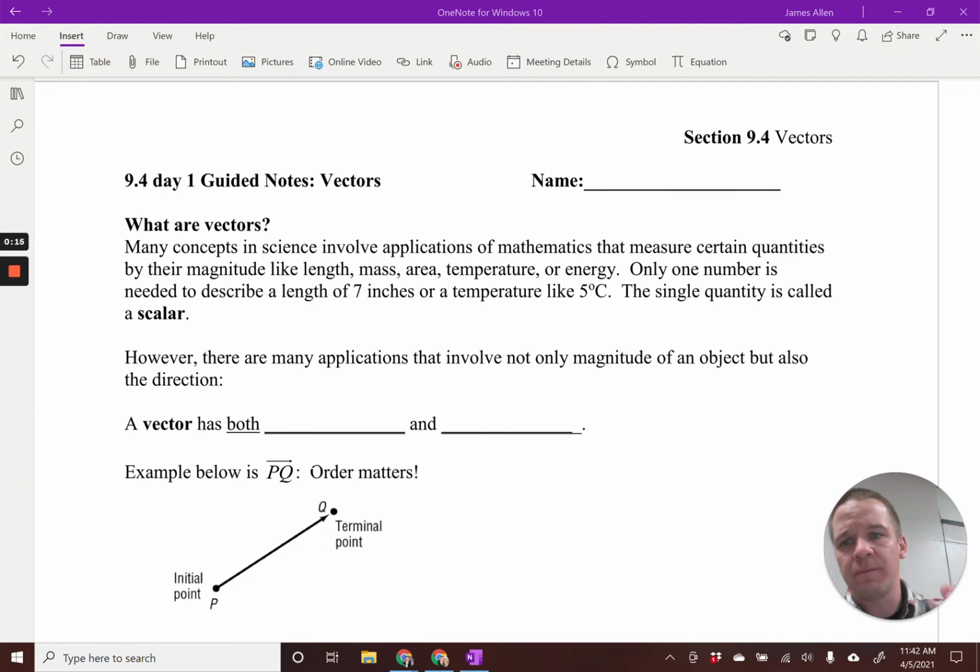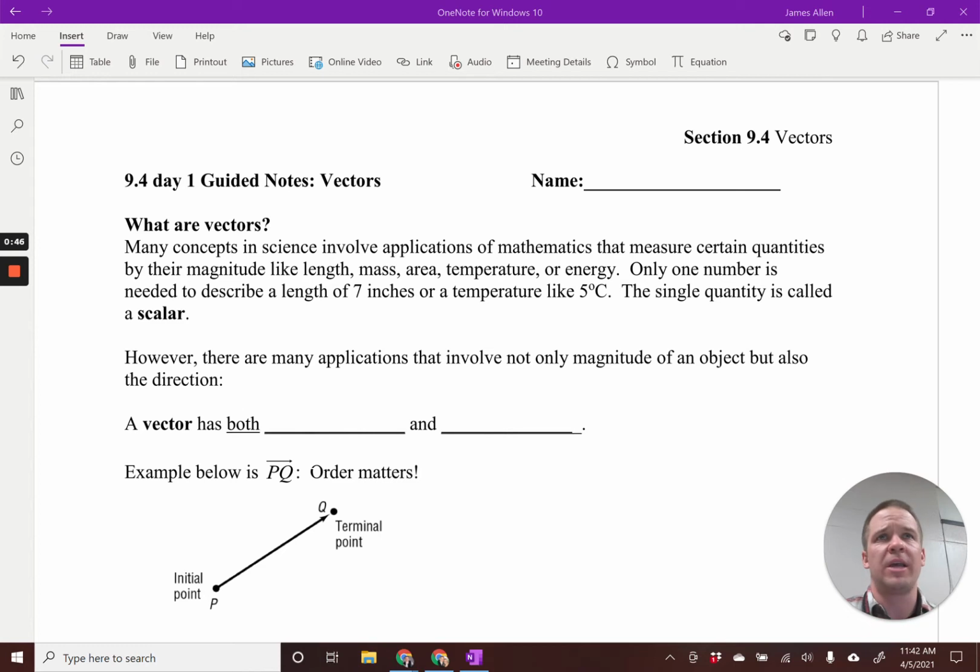We're changing gears here. A lot of concepts in science and application measure certain quantities by their magnitude. Length is just one number. Mass, area, temperature, energy, all those are just a single number, and only one number is really needed. If I'm going to say a length of 7 inches or a length of 5 feet, I just have that one number. Or 5 degrees Celsius, that's what a lot of people use. That single quantity is called a scalar.